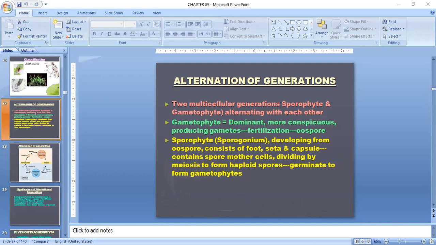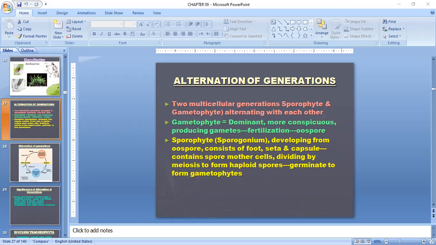Fertilization takes place on top of the female archegonium, and the zygote is produced. The zygote germinates by mitosis on the archegonium and gives rise to the multicellular diploid sporophyte. Meiosis takes place in the capsule or in the sporangium of the sporophyte, and it gives rise to haploid spores. And these haploid spores then germinate into the gametophyte. This alternation of the sporophyte and gametophyte generation is known as alternation of generation.